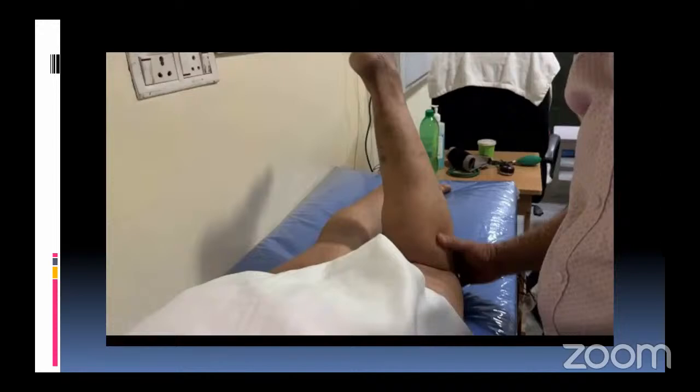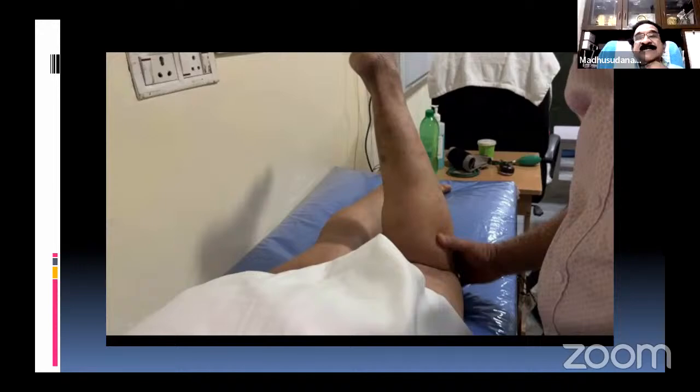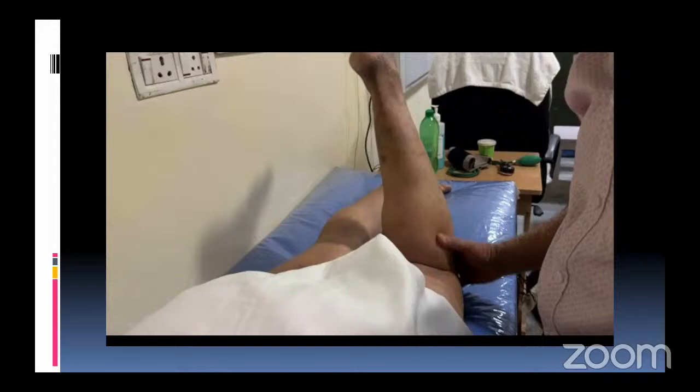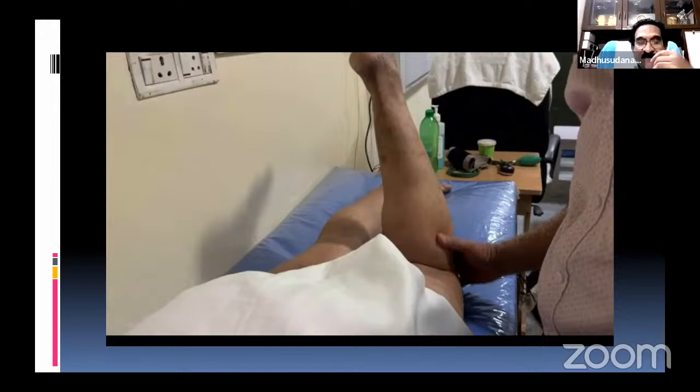Sir, one doubt. Yeah, please. Quadriceps muscle is the last muscle to get weak in pyramidal lesion. Okay, sir. The point I'm telling is that quadriceps weakness in the presence of relatively normal dorsiflexion and all indicates an associated lower motor neuron lesion.